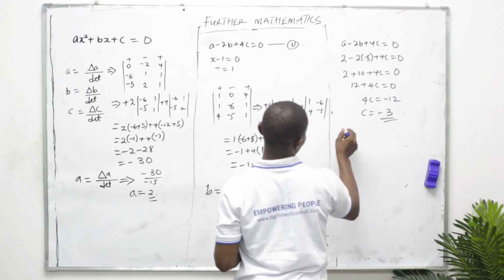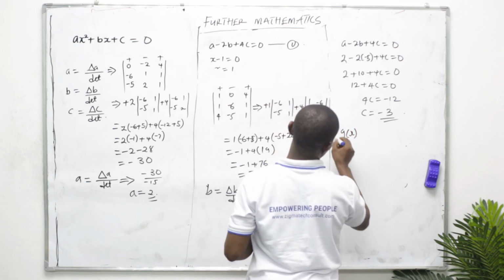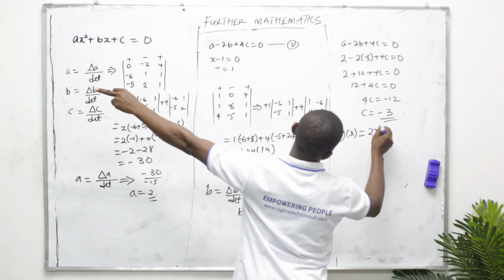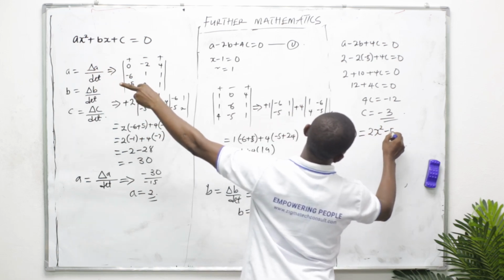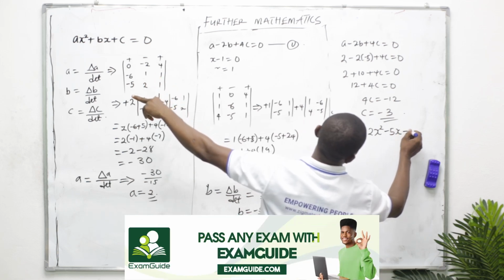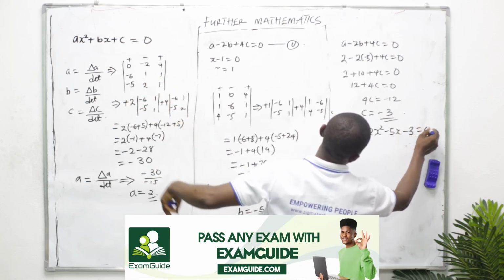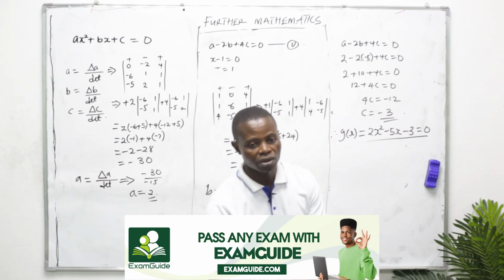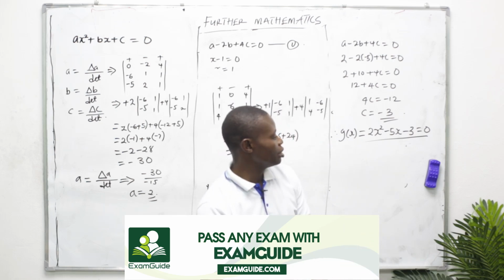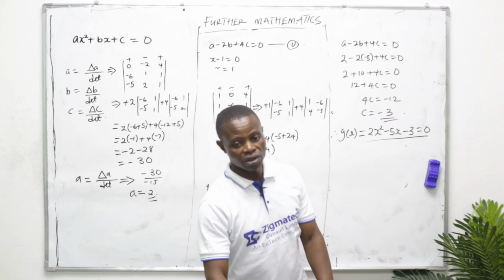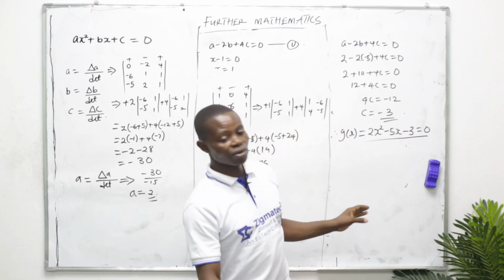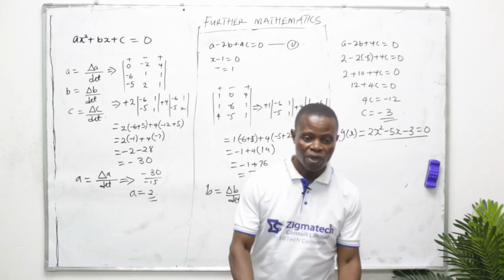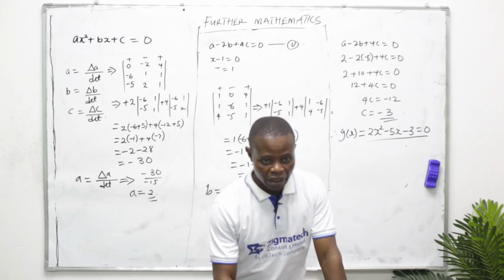The question is find G of X. Therefore, G of X equals A. What is A? 2, X squared. B minus 5, X. C minus 3 equals what? 0. Therefore, G of X equals what? 2X squared minus 5X minus 3 equals 0. You have absolutely provided solutions for G of X.